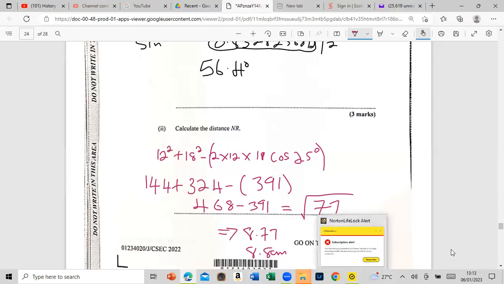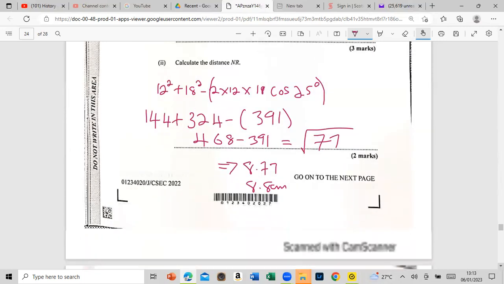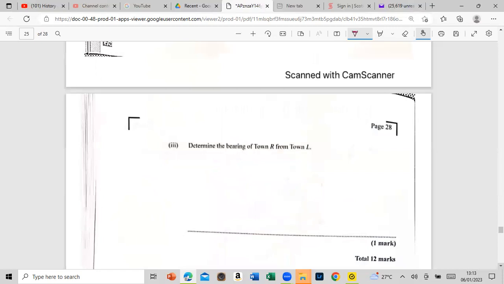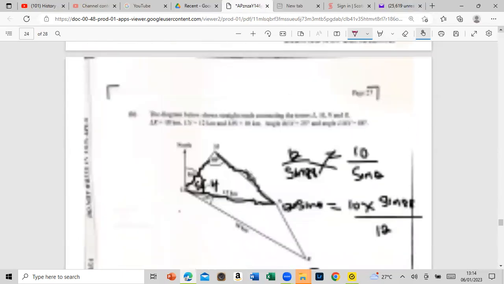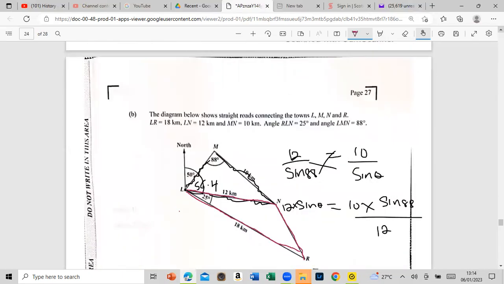Right, let's go down to the next one now. Determine the bearing of R from L. Of R from L. So we come from L and we stop at R.